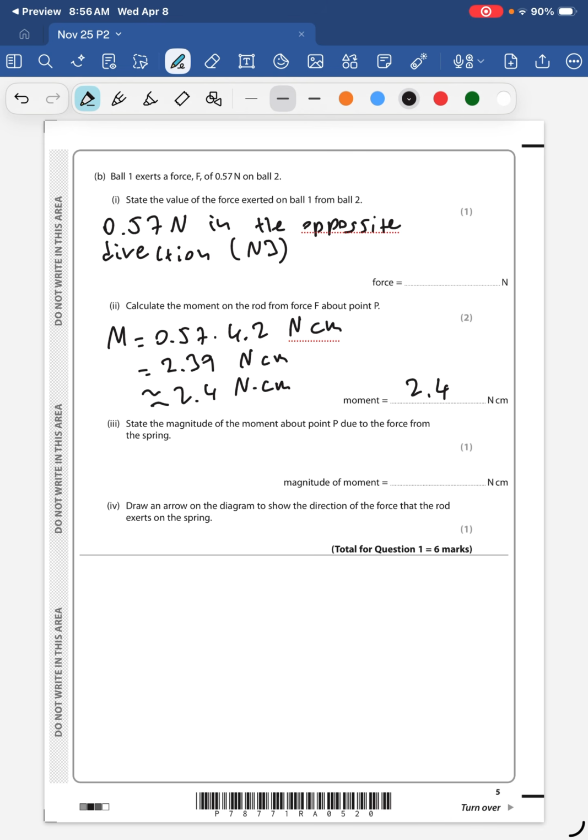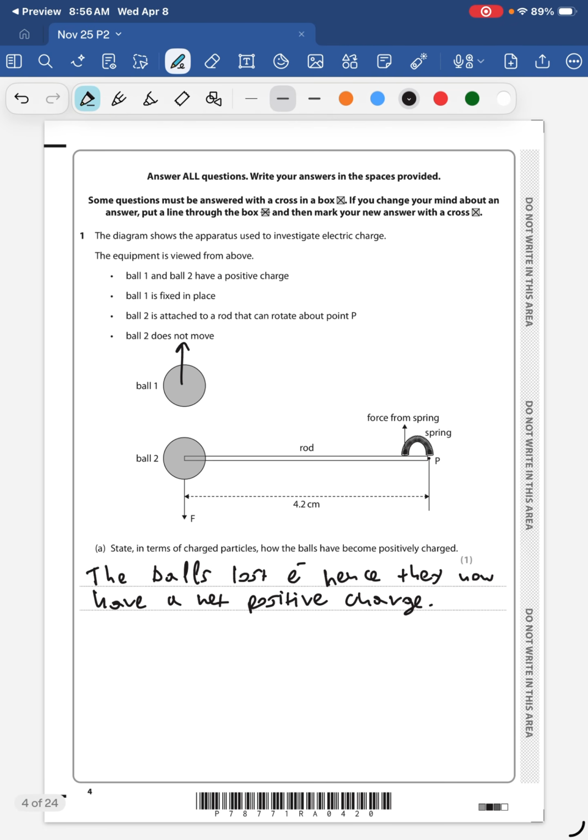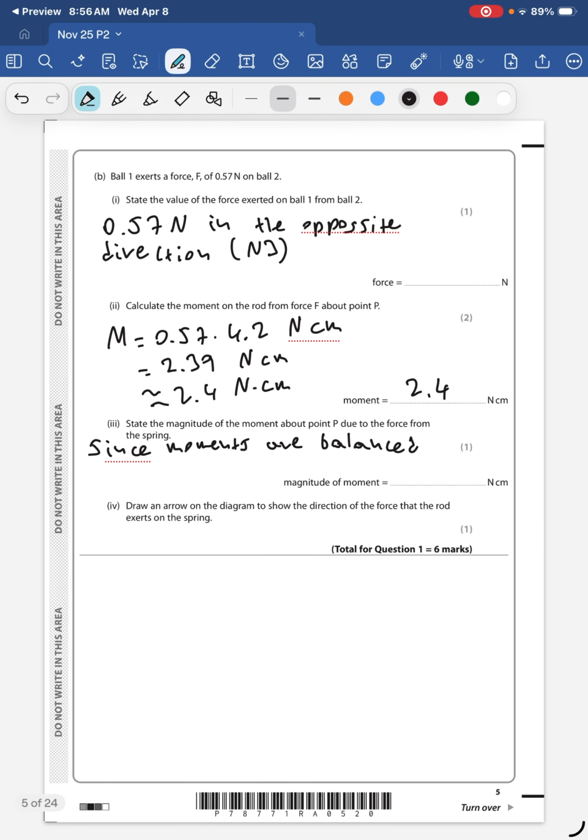State the magnitude of the moment about point P due to the force from the spring. Since moments are balanced, because we are told that the rod is not moving and ball 2 is not moving, we have a balance of moments. So the moment is also 2.4 newton centimeters, so you can write here 2.4.